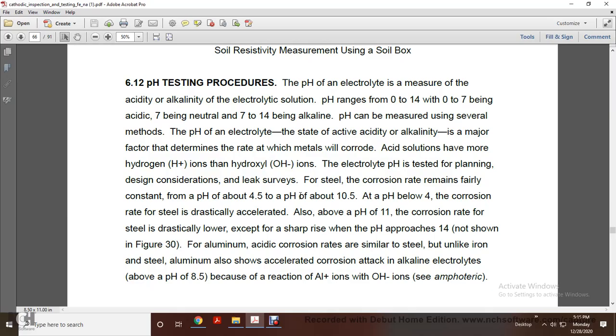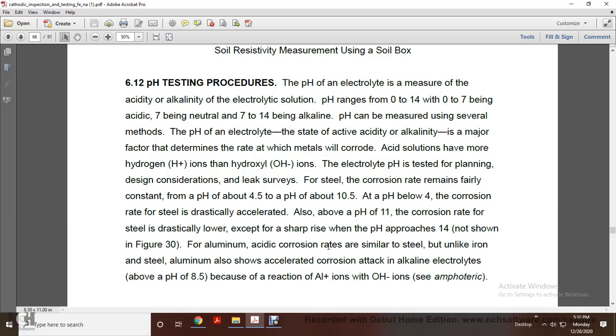As solutions have more hydrogen ions than hydroxyl ions, the electrolyte pH is tested. The corrosion rate for steel remains fairly constant between a pH of about 4.5 and a pH of about 10.5. Below a pH of 4, the corrosion rate of steel is drastically accelerated. Above a pH of 11, the corrosion rate for steel is drastically lower, except for a sharp rise as the pH approaches 14, as shown in figure 30.